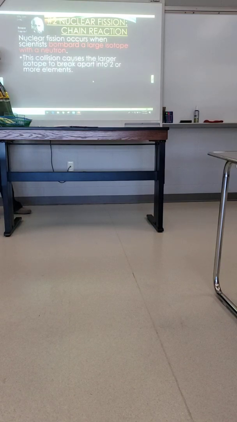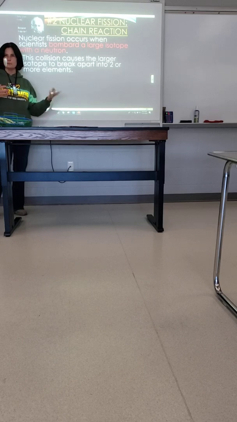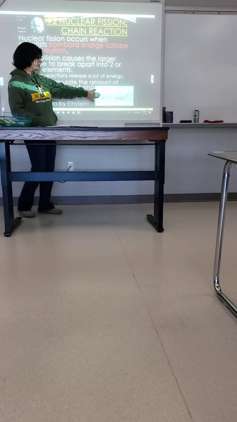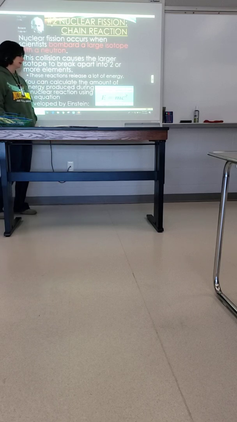And this collision causes the large isotope to break into 2 or more elements. But again, it's not going to go into like 5 or 6 or a bunch. It's going to go to maybe 3, is pretty typical. This releases a massive amount of energy. And you can calculate the amount of energy produced during a nuclear reaction from Albert Einstein's famous equation, E equals mc squared, where E is energy, m is mass, and c squared is the speed of light. So how much energy is based on the mass, multiplied by the speed of light squared.